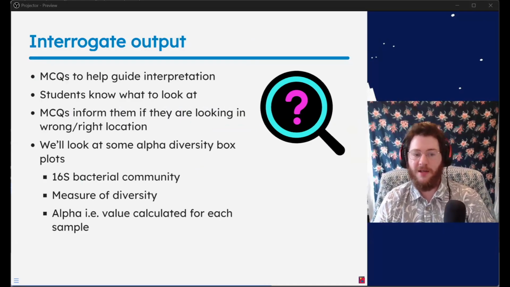These are MCQs that help guide interpretation, so students know what to look at, and MCQs inform them if they're looking in the wrong or the right direction. And so we're going to look at some alpha diversity box plots. This is from 16S bacterial community analysis. It's a measure of diversity, and alpha means that each value is calculated for each sample. So let's look at these box plots.